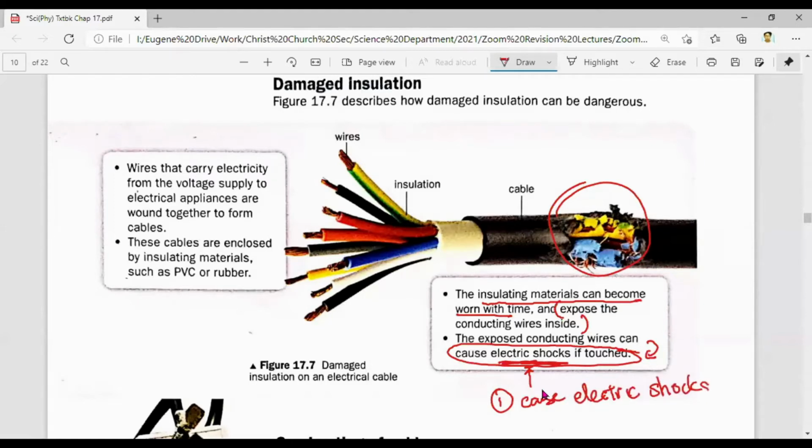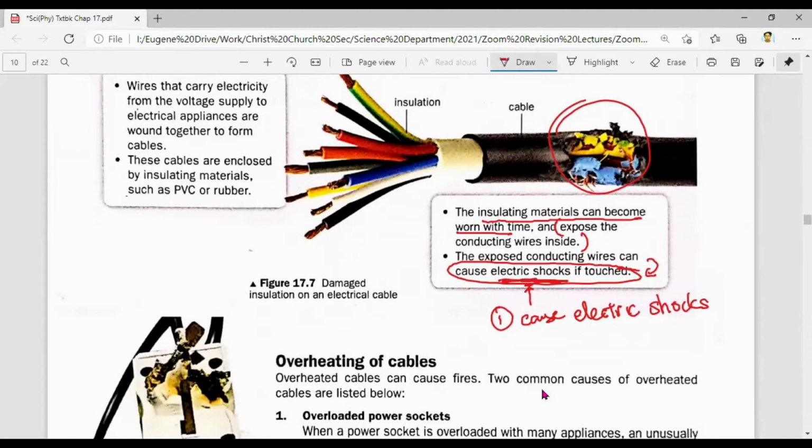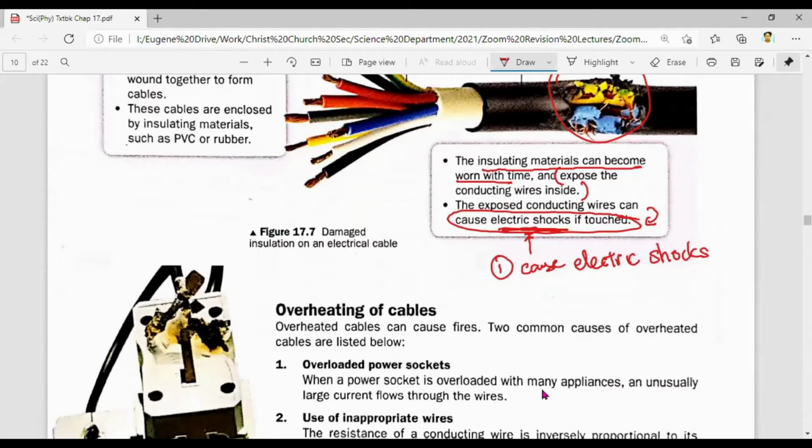So if I have worn out wires, these worn out wires could possibly touch the appliance's casing. When I touch the casing, I will get the electric shock. Okay, so this is one of the situations here. The second one is that overheated cables can cause fires. So electricity can cause fires due to overheating.